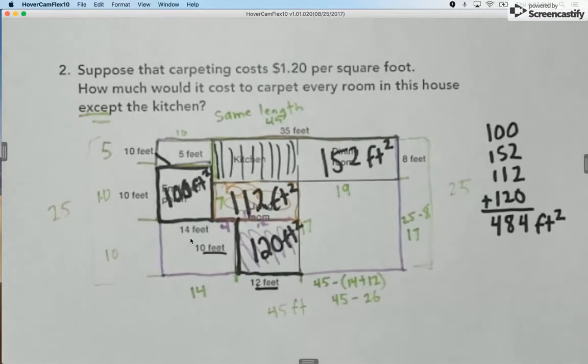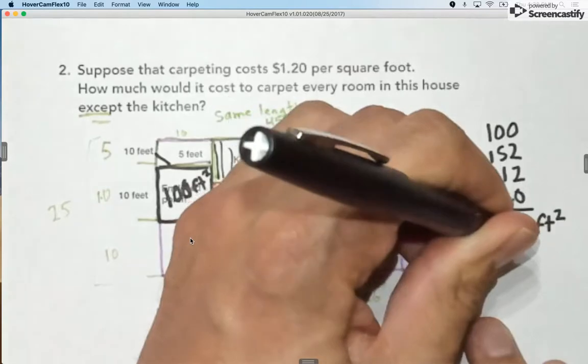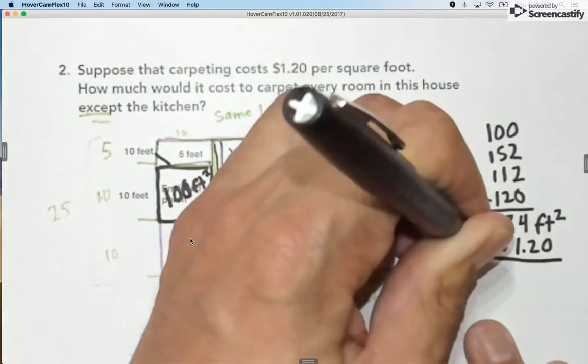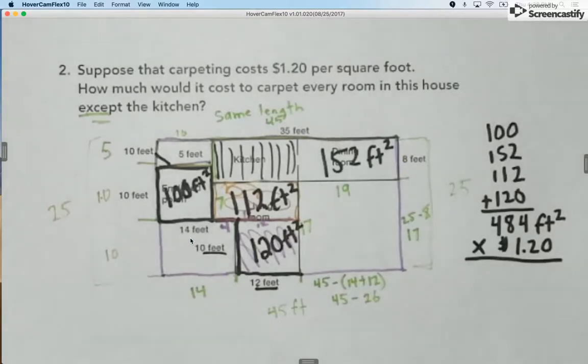Now, that is all of the square footing, but I don't pay $1 for every square foot. I pay $1.20 for every square foot. So I take $1.20 and multiply it by the amount of square feet that I have. If I had 1 square foot, I would just pay $1.20. If I had 2 square feet, I'd pay $2.40. If I had 3, so it's a multiplication problem.